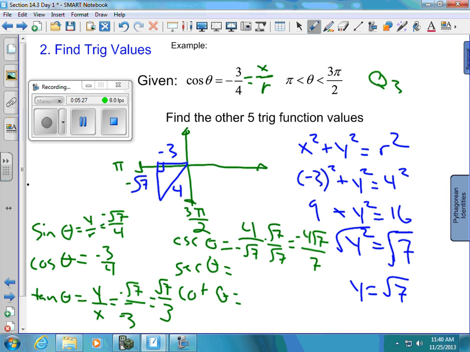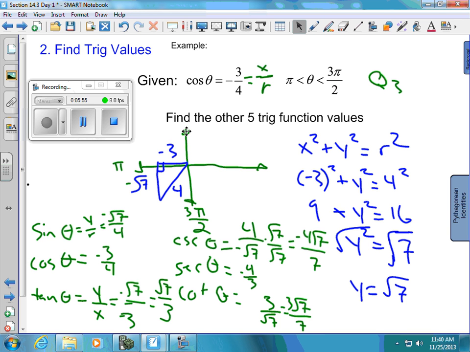Secant would be the flip of negative 3 over 4, the reciprocal, so negative 4 over 3. And cotangent, that would be the reciprocal of square root of 7 over 3, so 3 over the square root of 7, which is 3 square roots of 7 over 7. Okay, so that makes sense.